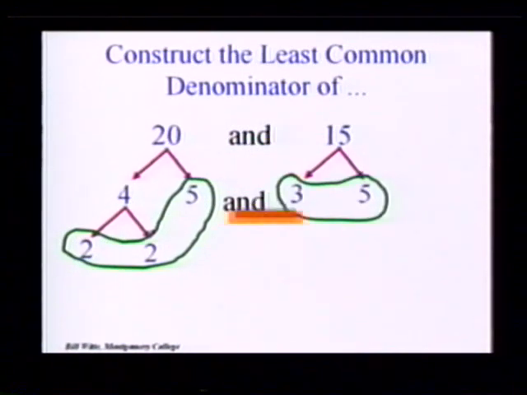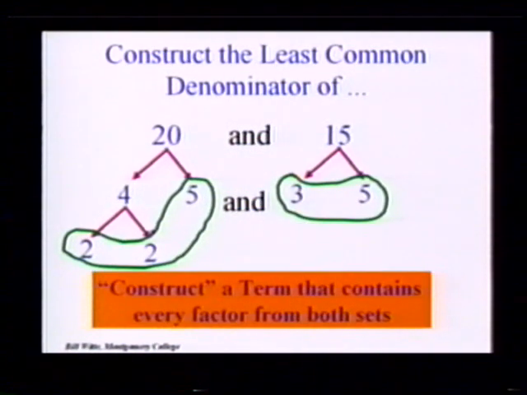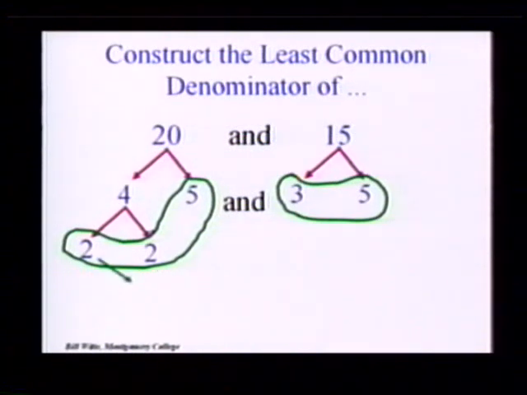And then we have to construct a term and make sure we've included everybody. So I need a 2. I need 2 2s, actually. I need a 5. I need a 3 from over here. I need a 5, but I already got a 5, and I'm trying to keep things small here, so I'm good to go there. So there's my answer for the least common denominator, 60.